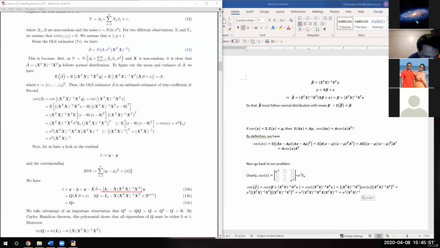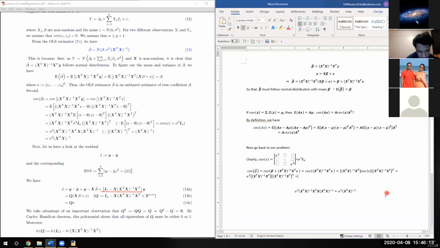So this one simply equals Q times (X beta plus epsilon). This is because y equals X beta plus epsilon. And the very interesting thing is that Q times X times beta is 0. To see why, you just need to do some very basic operations.